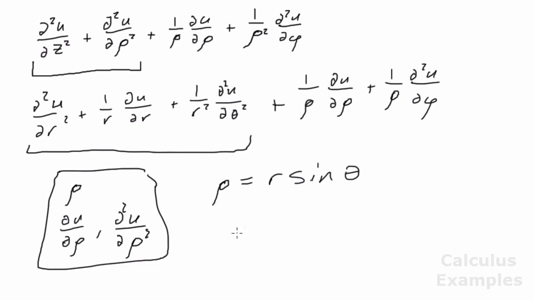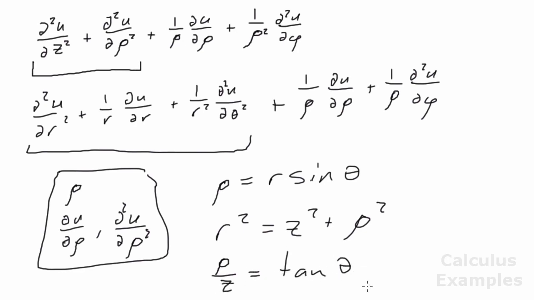To get these derivatives, you'll need two other facts, that r squared equals z squared plus rho squared, right? You also need, let's write it down, rho divided by z is equal to tangent of theta, right? So our last bit of work will involve finding these two derivatives, the partial of u with respect to rho and the second partial of u with respect to rho squared. And that'll be it. We'll substitute it in and recombine things and we'll be done. So just finding those last two derivatives is all we have left.